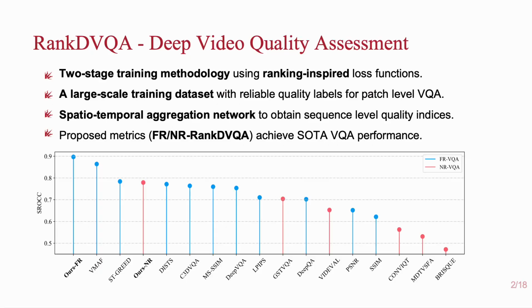Here is a quick review about RankDVQA. We proposed a new two-stage training methodology using ranking-inspired loss functions. We developed a large-scale VQA training database with reliable quality labels without performing costly subjective tests. We trained a transformer-based network for patch-level VQA and then employed multiple small video databases to train an aggregation network for spatio-temporal pooling to obtain sequence-level quality indices.